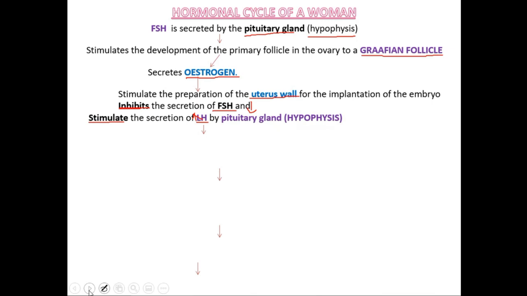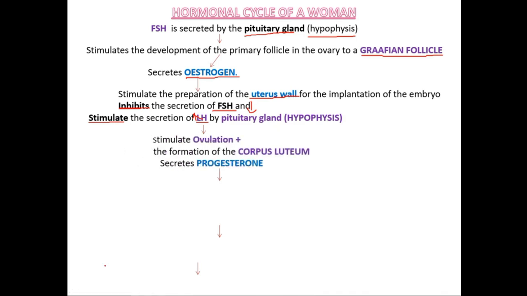What does LH do now? What important process does LH trigger? Luteinizing hormone triggers ovulation. Very important. LH will now trigger ovulation. This is around day 14 of the menstrual cycle. So on day 14, ovulation is triggered, and at the same time, LH stimulates the development of the corpus luteum. And what does the corpus luteum do? The corpus luteum will stimulate progesterone.